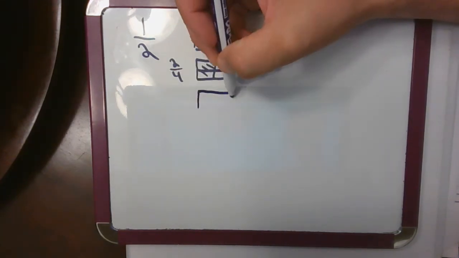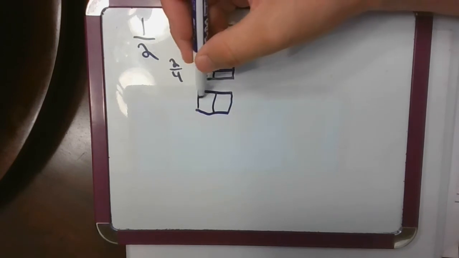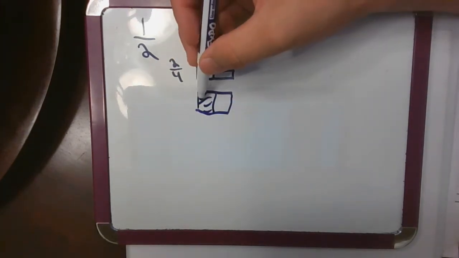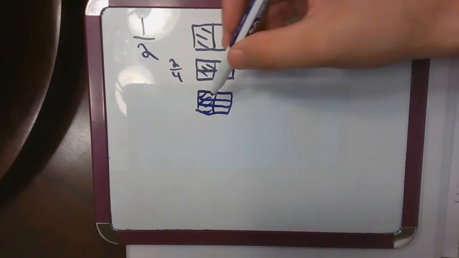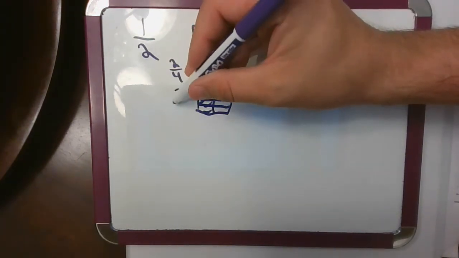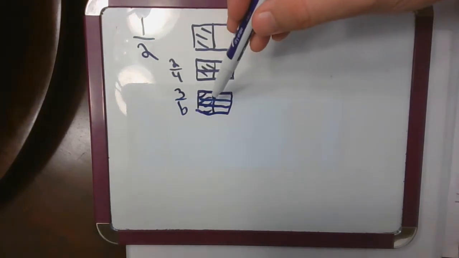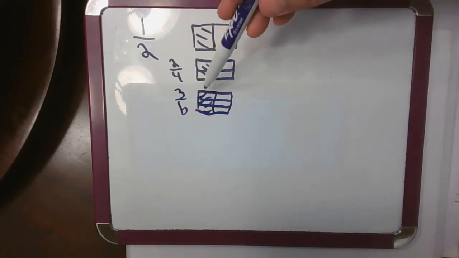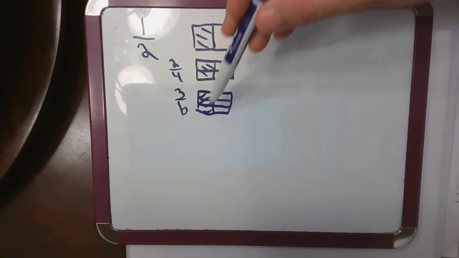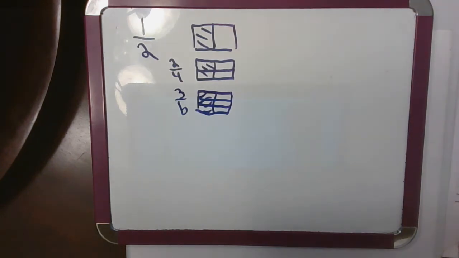I could do the same piece again. Here's my 1/2, and this time maybe I chop it into 3 pieces. So now I have 3 out of 6 pieces. Notice when we are finding equivalent fractions, both the numerators and denominators are changing. That's really important because when I cut this apart, I doubled the number of pieces that were shaded, but also the total number of pieces. Same when I cut it into 3, or tripled it: I tripled the amount of pieces that are shaded, but I also tripled the total amount of pieces.